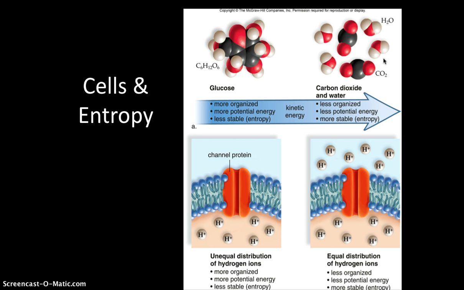This also can explain why hydrogen ions move across a membrane. When they are distributed randomly, the entropy has increased.